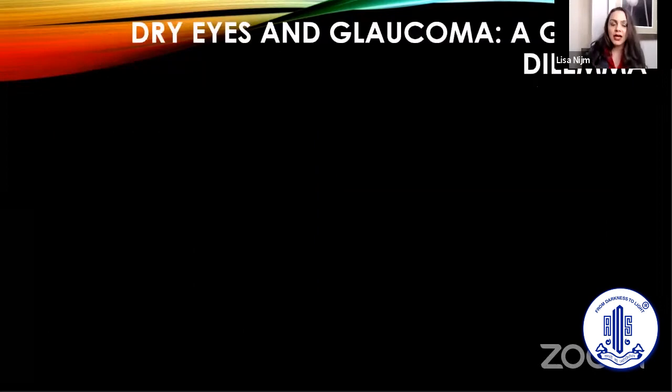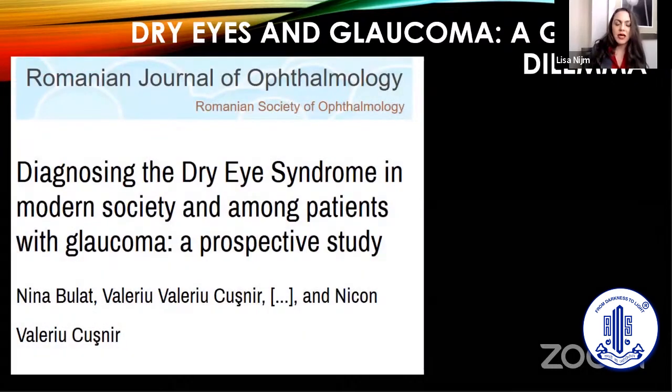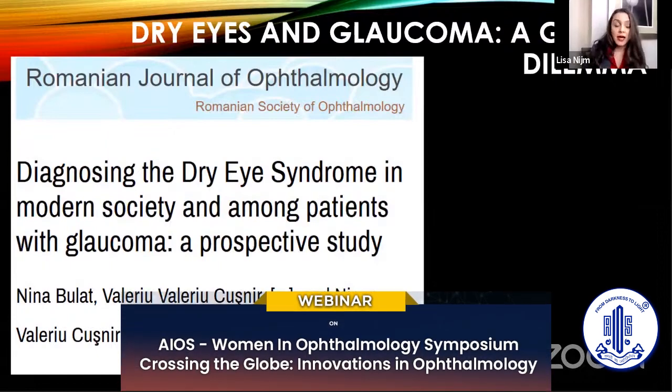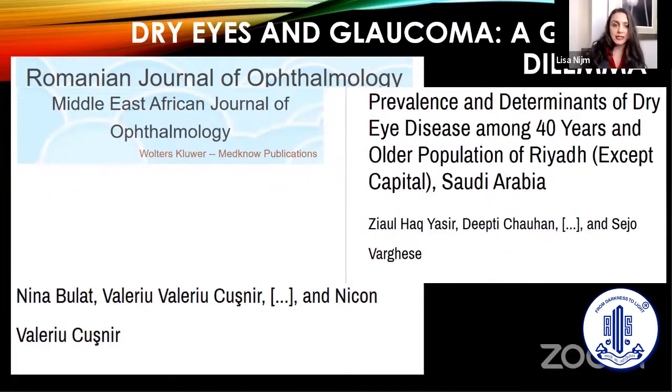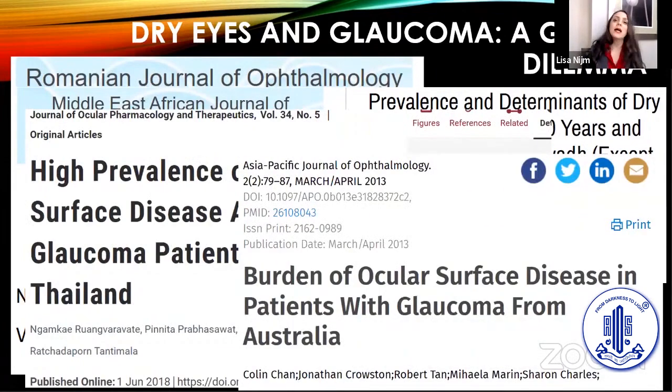And when we look at these comorbid conditions, we find that this is actually a global dilemma. I did a recent literature search, and you will find reports of the prevalence of dry eye and glaucoma globally. These are just a few excerpts from the Romanian Journal of Ophthalmology, in Saudi Arabia, in Thailand, in Australia. There's documentation of the high prevalence of dry eye and glaucoma occurring together in populations across the globe.